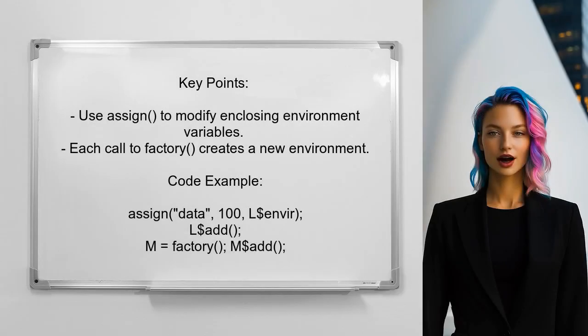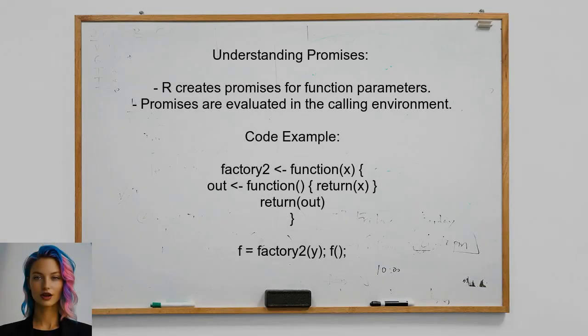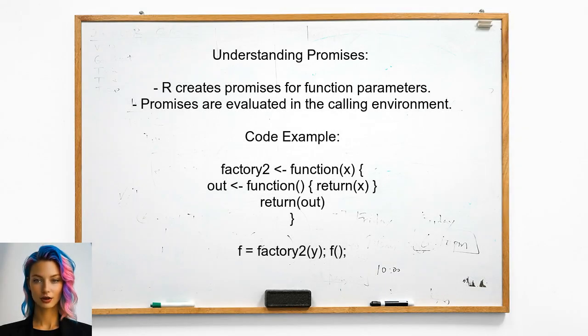Additionally, they mention that the assign function can modify variables in the enclosing environment. When the factory function is called again, a new environment is created, allowing for independent instances of the add function. Finally, they discuss how R handles variable passing through promises, which are evaluated in the calling environment when needed. This behavior can lead to different outcomes based on when the promise is evaluated.